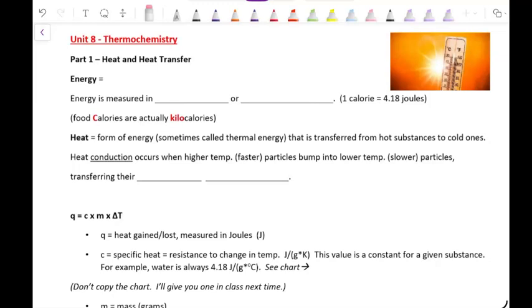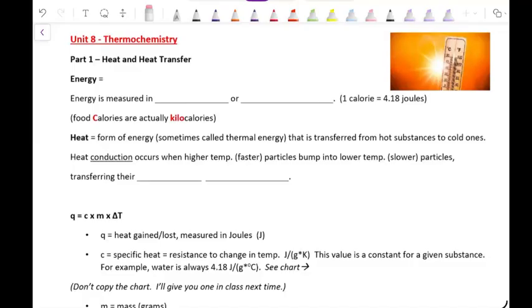Okay, today we're going to start Unit 8, which is thermochemistry. And in thermochemistry, we're talking about heat. So heat absorbed, heat lost. Sometimes it could be just a phase change like melting an ice cube. Sometimes we could be talking about a combustion reaction, something exploding, something giving off a bunch of heat.